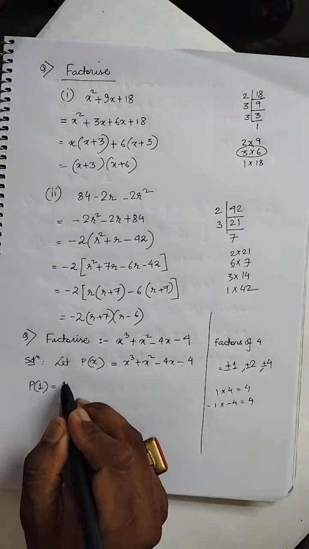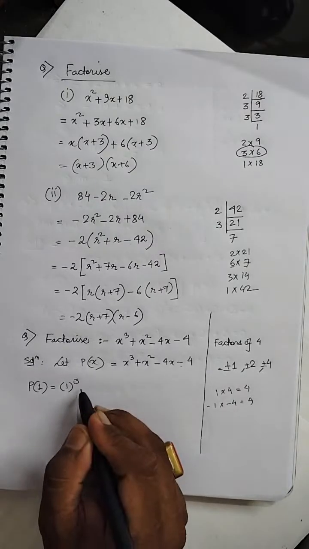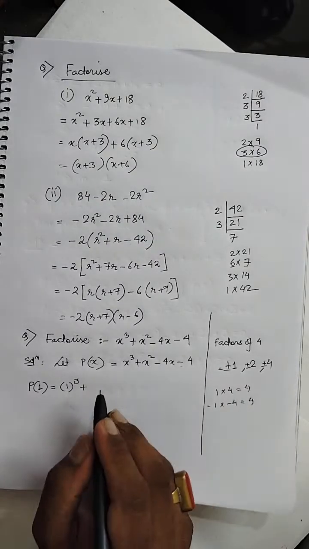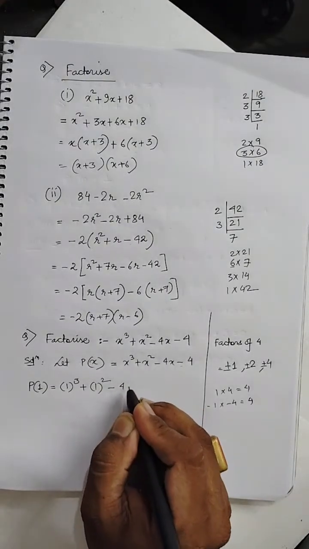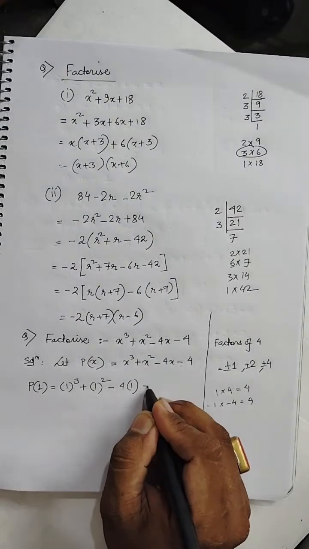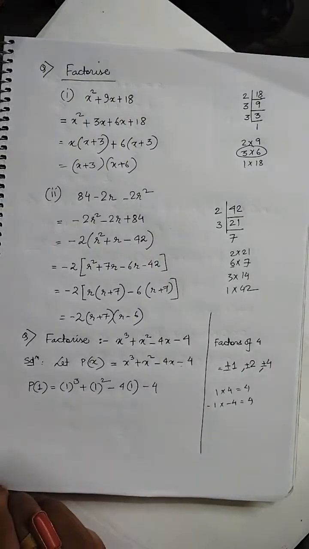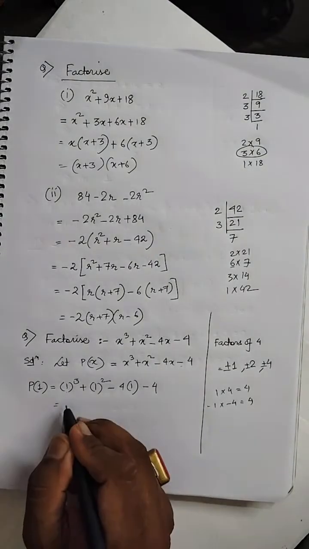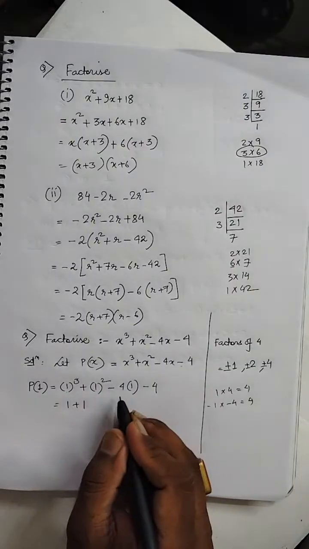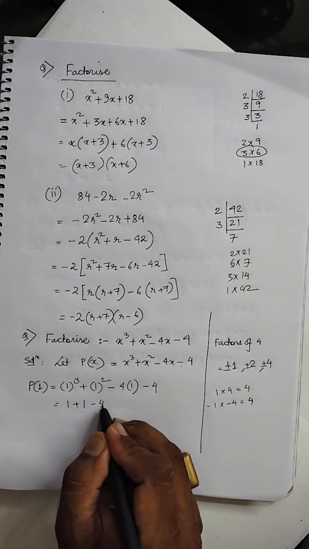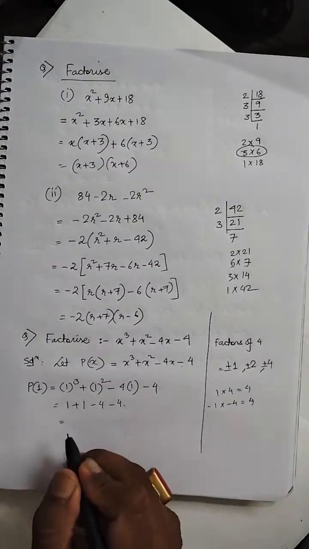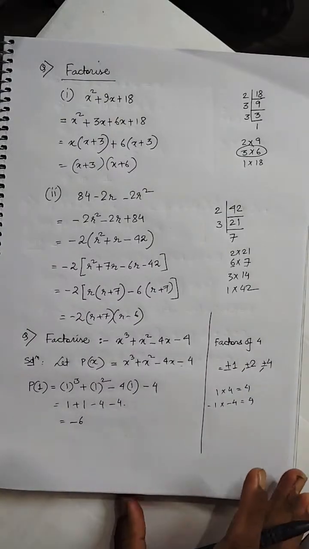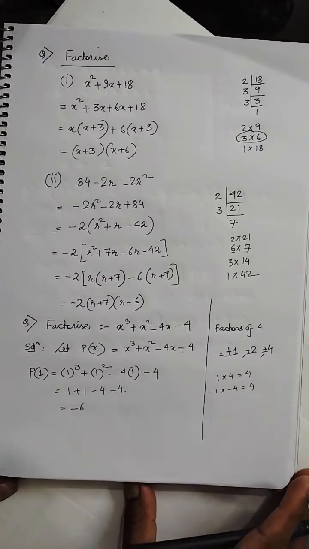So x cube, so this is 1 cube. Then this x square is 1 whole square, then minus 4 into 1 and minus 4. Okay, so 1 cube is 1, 1 square is also 1, minus 4 into 1 is minus 4 and minus 4. So this is minus 8 and plus 2, so minus 6. So this is not going to help, is it?